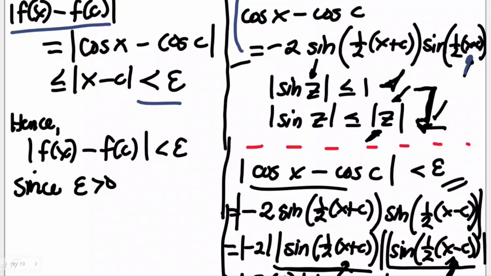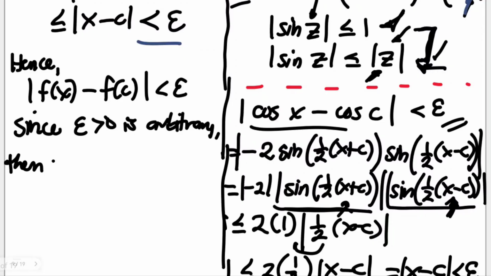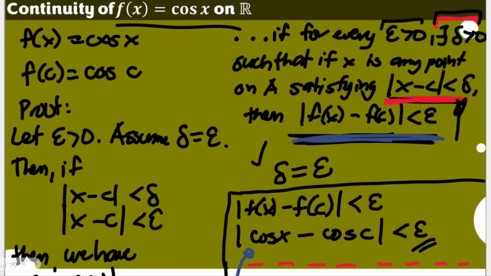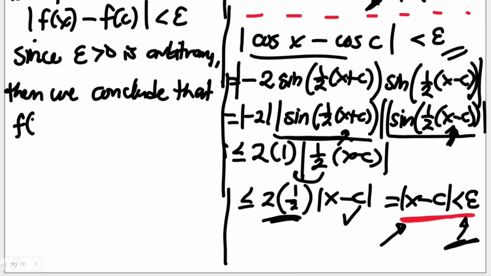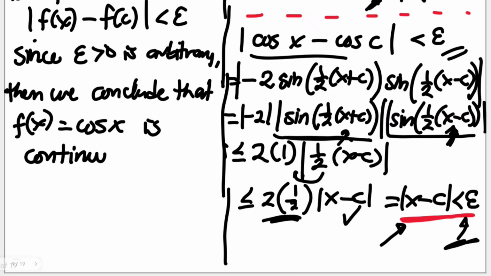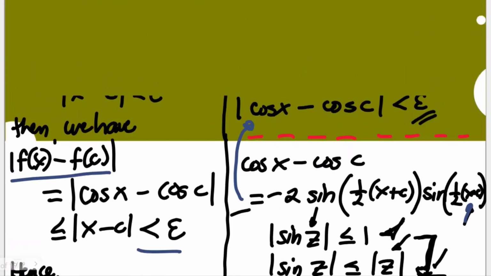Since epsilon greater than 0 is arbitrary, then we conclude that, say your conclusion, the cosine function, or f of x being cosine x, is continuous on the set of real numbers. And this is it, the final part of our proof. The proof is shorter, but it could have been longer if we don't have scratch work. So that's why we are doing scratch work. We have a lot of purposes: determination of delta, guide on the final output, the guide of expressions to be used, and so on and so forth.